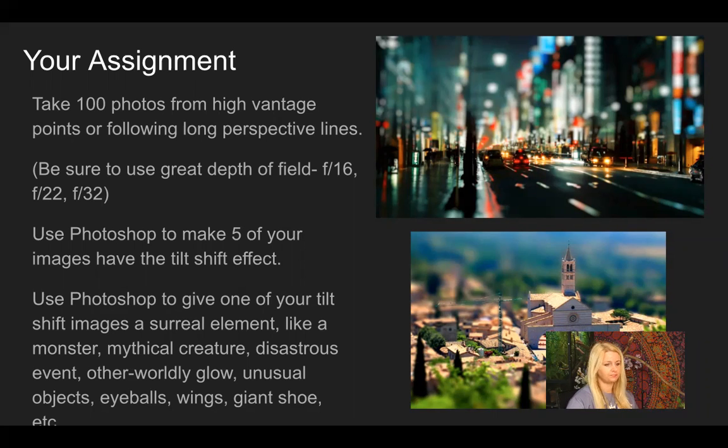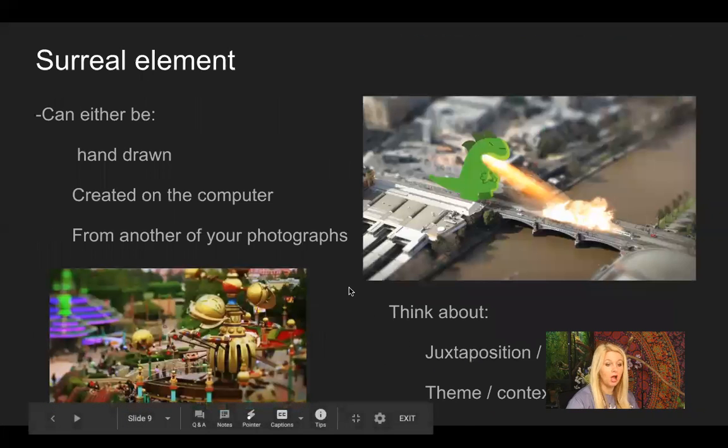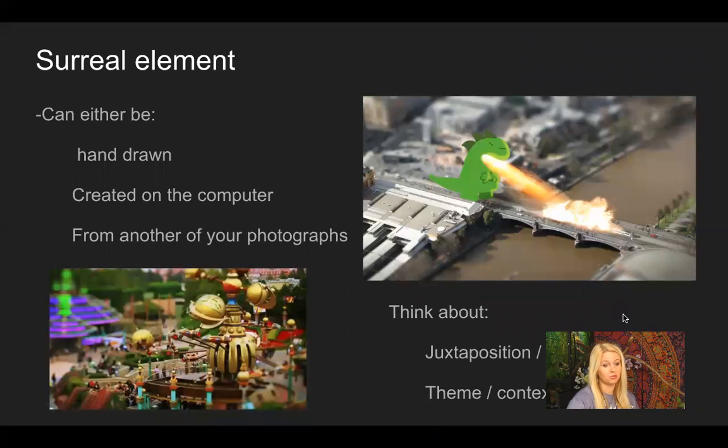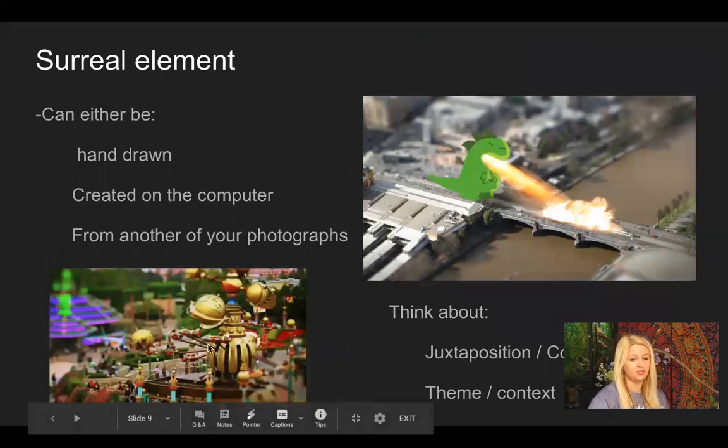You could add unusual objects that aren't usually seen in a city scene, but if it's a miniature, maybe there's something unusual sitting in the scene, like a giant shoe, or a tennis ball, or something that helps to add to that miniature effect in a surreal way. And then here's just an example. It could be hand drawn, it could be created in a graphics program on your computer. You can use something from another photograph that you've taken, add unusual colors to your miniaturized scene.